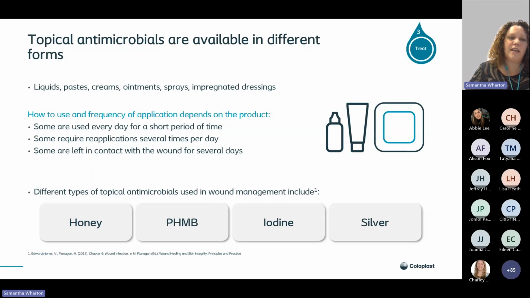Some are used every day for a short period of time. Some require reapplication several times a day, and some are left in contact with the wound for several days. And the different types of topical antimicrobials used in wound management include honey, PHMB, iodine, and silver.